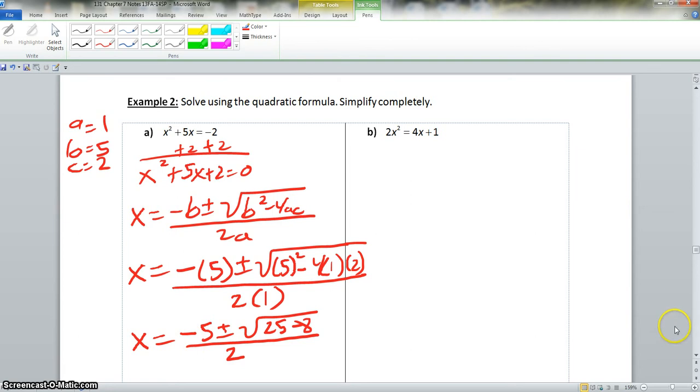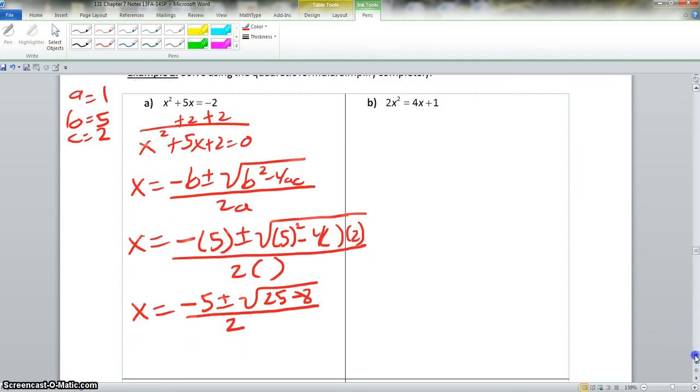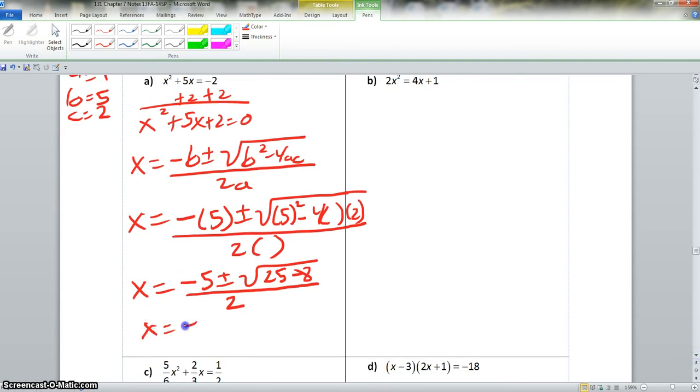Now, we will have negative 5 plus or minus 25 minus 8 is 17, so it's the square root of 17 all over 2. And this is our final answer.